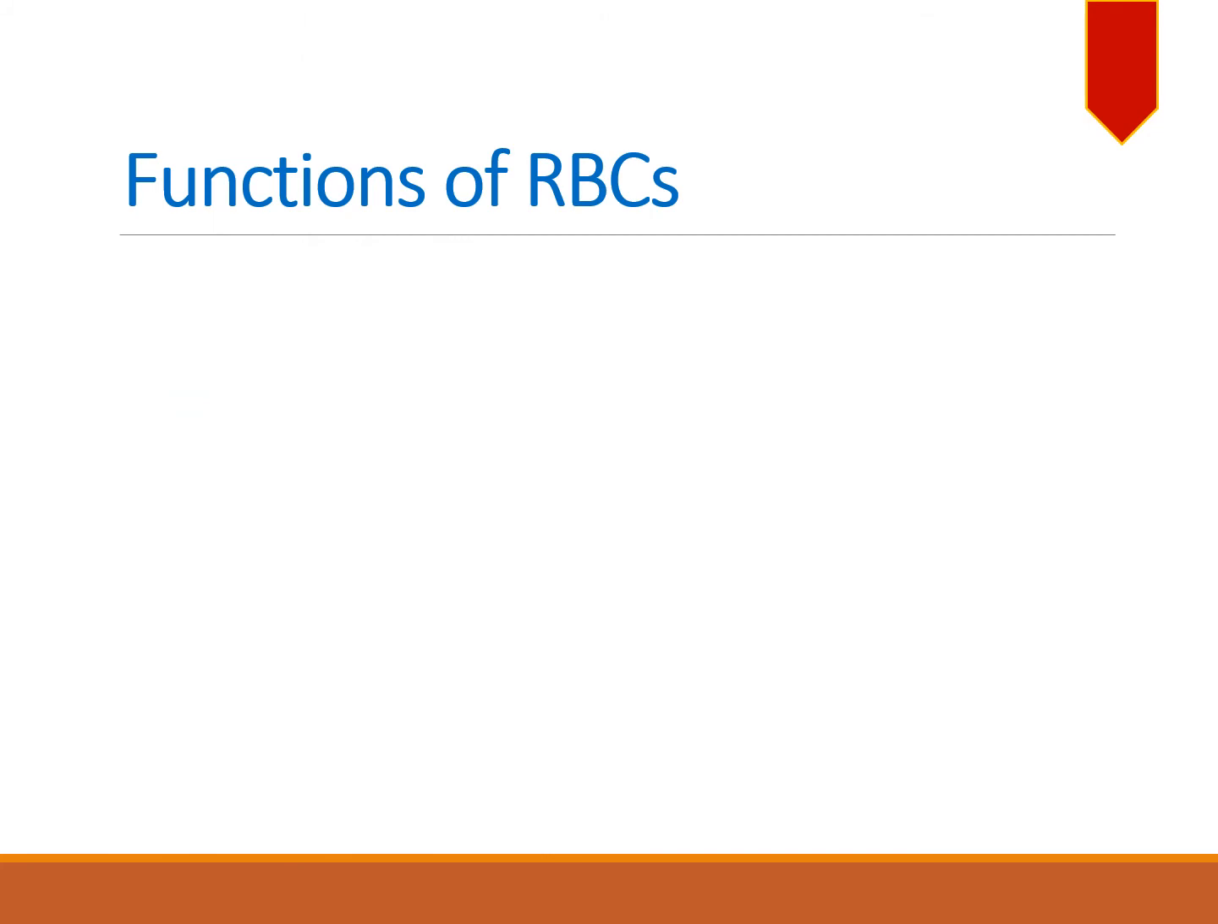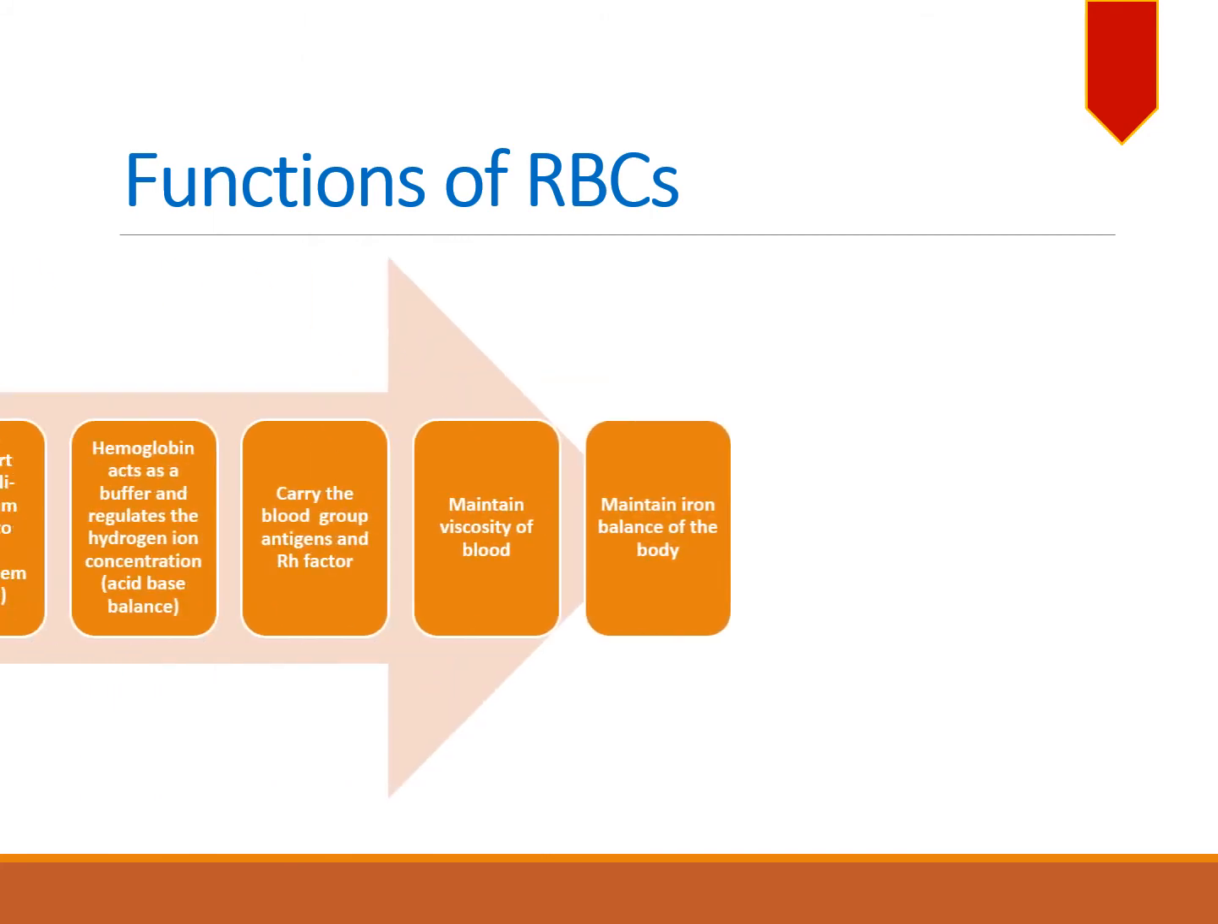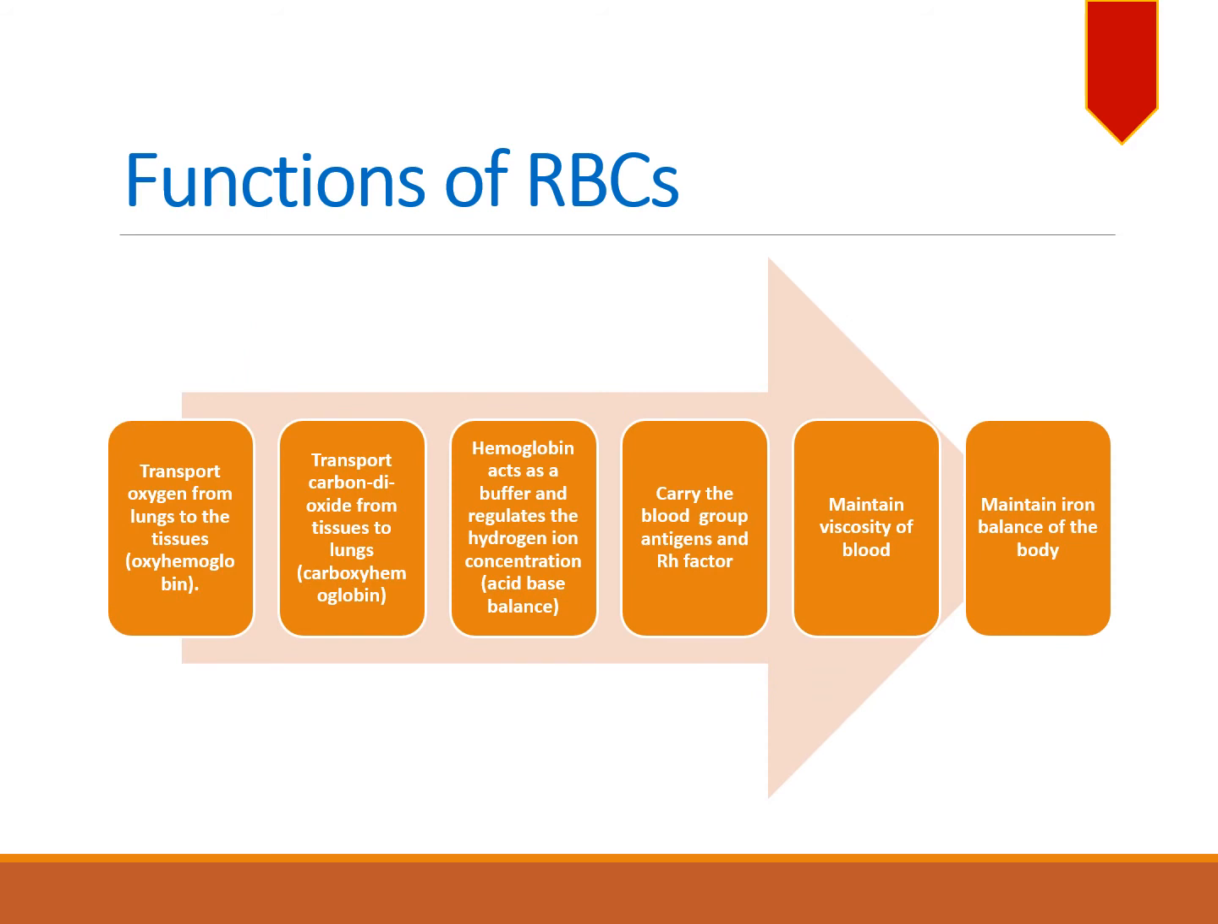Now we will study the functions of RBCs. It helps in the transport of oxygen from the lungs to the tissues. It also helps in the transport of carbon dioxide from tissues back to the lungs. Hemoglobin acts as a buffer and regulates the hydrogen ion concentration. It carries the blood group antigens and Rh factor. It also helps in maintaining the viscosity of blood. It helps to maintain the ion balance of the body.